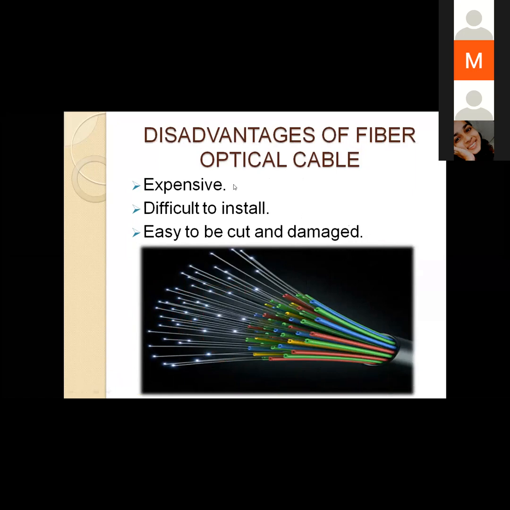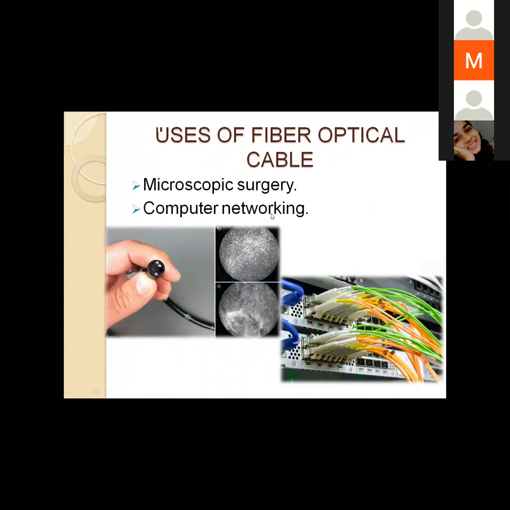But the disadvantages of the fiber optic cable is that it is extremely expensive because of the demand and the necessity that they have, because no other type of cable provides the type of speed and bandwidth that is provided by this type. It is very difficult to install, and it is very fragile because the glass and fiber are very easily damaged as compared to the other two types of cables. These are used in microscopic surgery for angiography and computer networking, and they're also used for military and for space networks because the speed of transferring the data is very high.